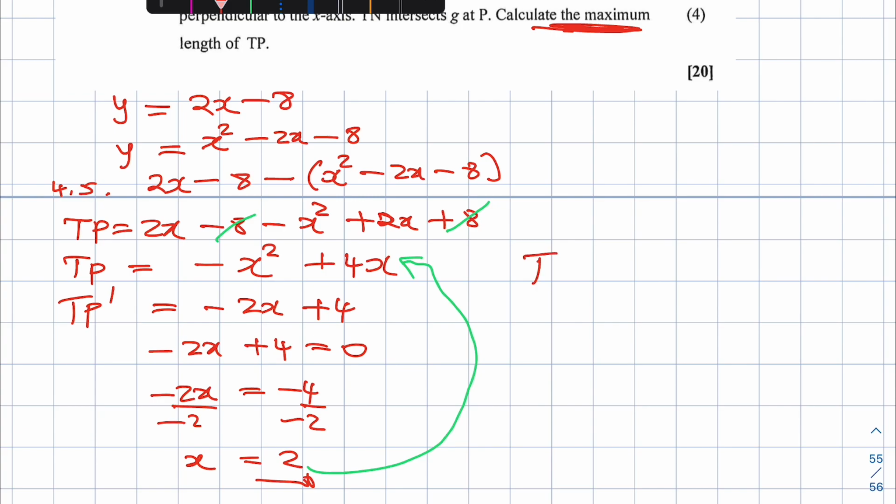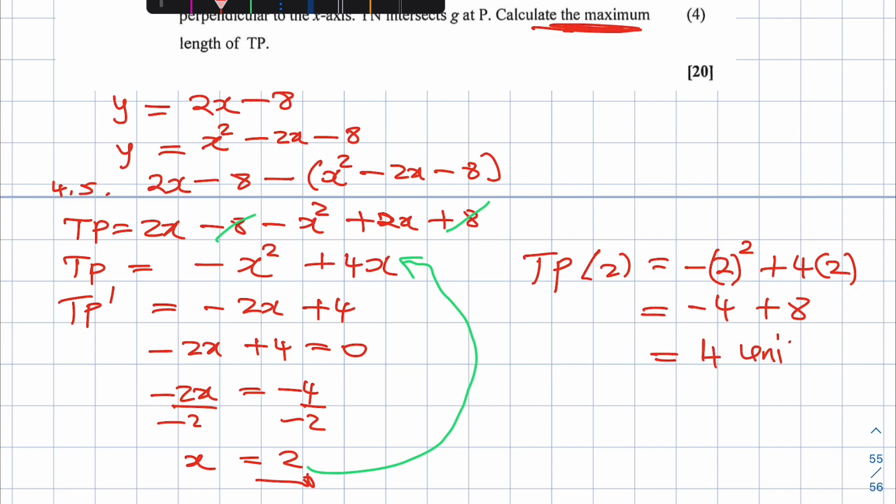So it's going to be TP at maximum. We're going to put a 2 there. So that will be negative 2 squared plus 4 times 2. Then negative 2 squared, that is negative 4. 4 times 2 is 8. So the maximum length will be 4 units. So that's the end of that question.